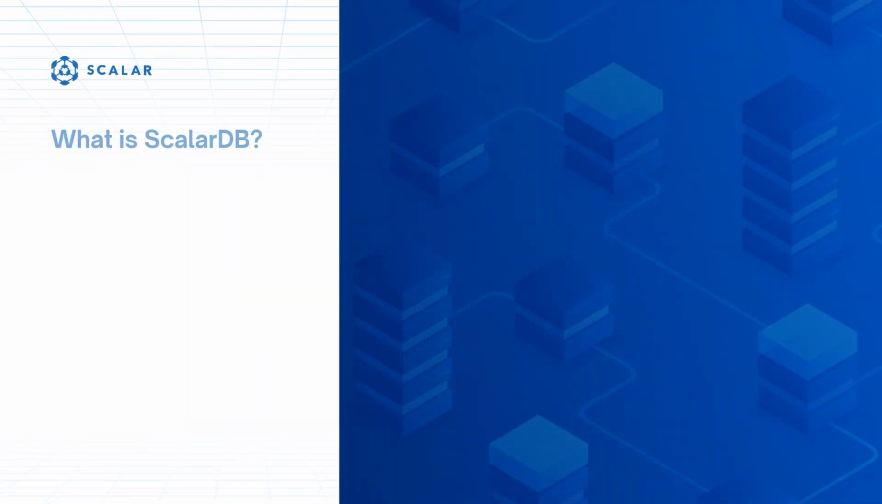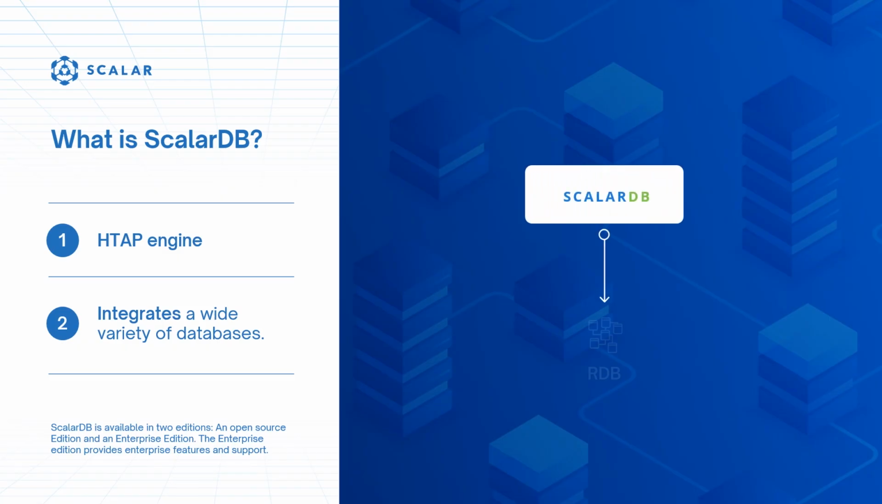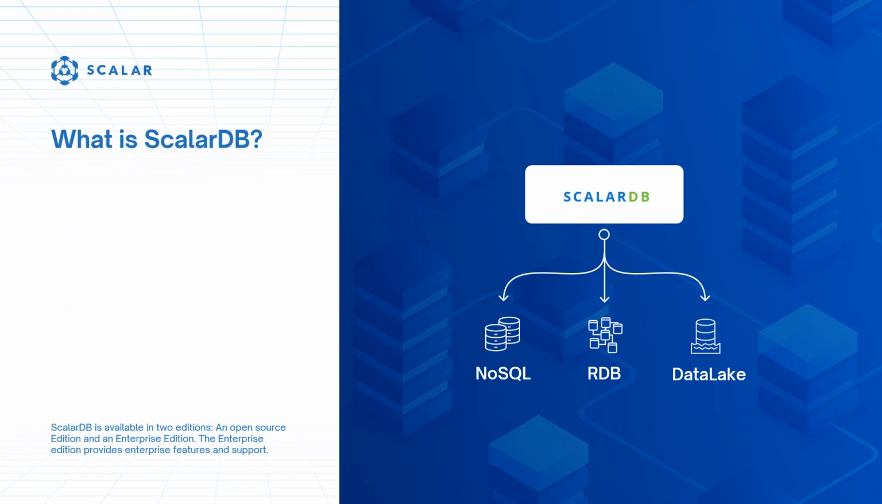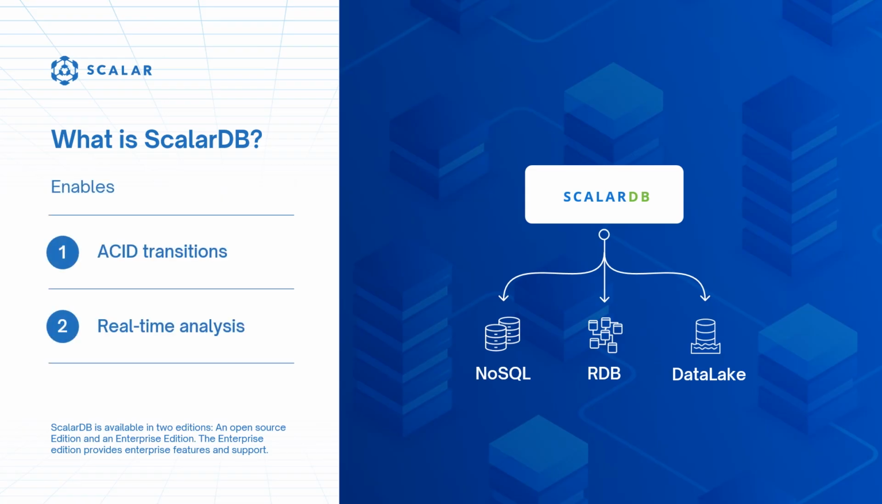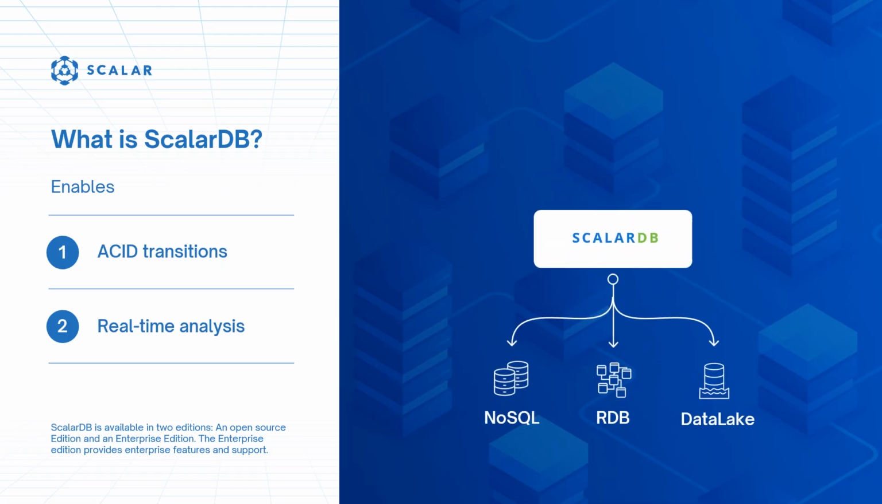So, what is ScalarDB? ScalarDB is a hybrid transactional and analytical processing engine, that is, an HTAP engine for diverse databases. It runs as middleware on the databases. ScalarDB consolidates virtually any diverse database with ACID transactions and real-time analytics, simplifying the complexities of managing multiple databases. It enables ACID transactions and real-time analytics across heterogeneous multiple databases, including NoSQL.